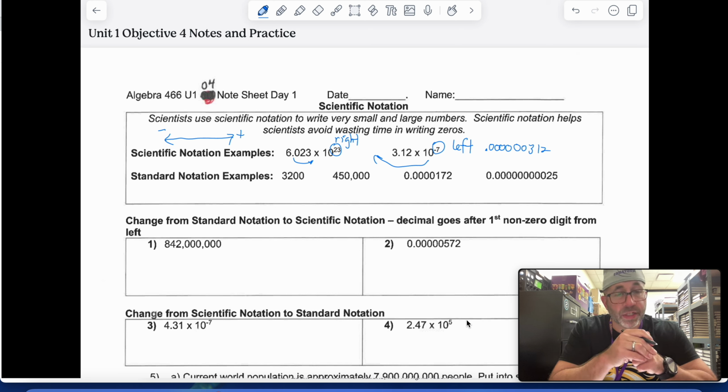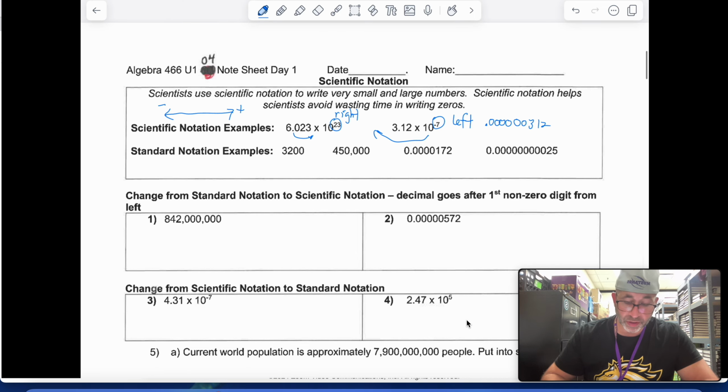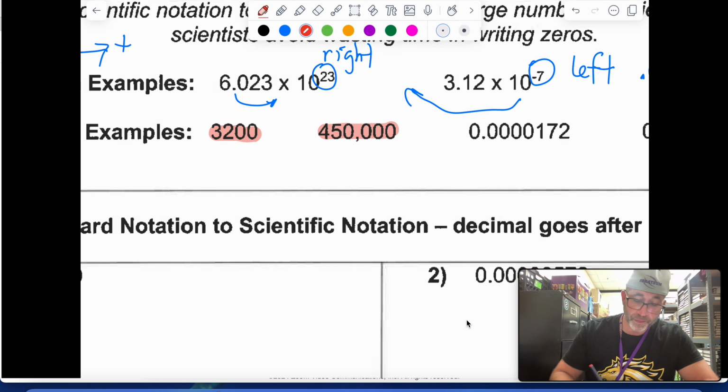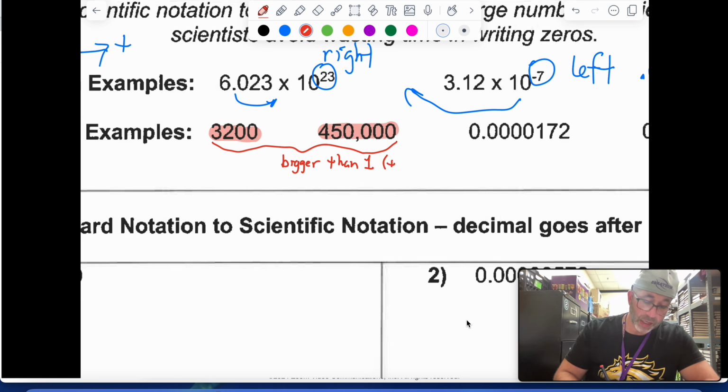Standard notation is writing out the entire number in its entirety, the long way of doing it. So for practice, let's look at these. First thing I want you to notice is that both of these numbers are greater than 1. They are bigger than 1. And because they're bigger than 1, if I write this in scientific notation, we're going to have positive exponents.